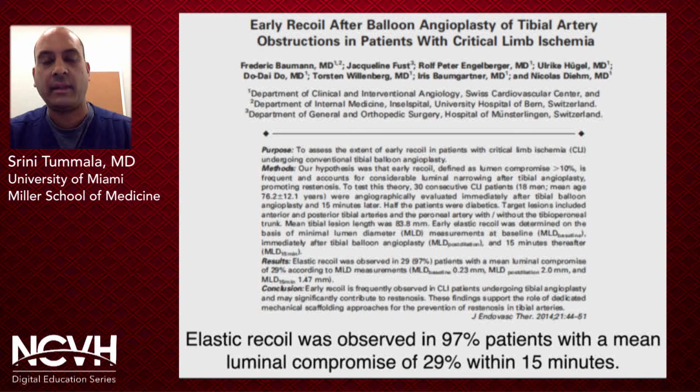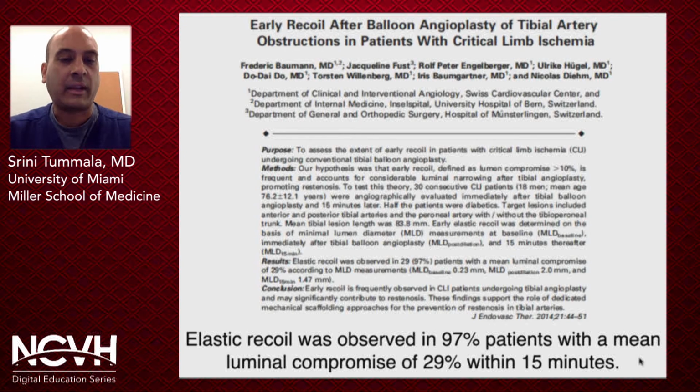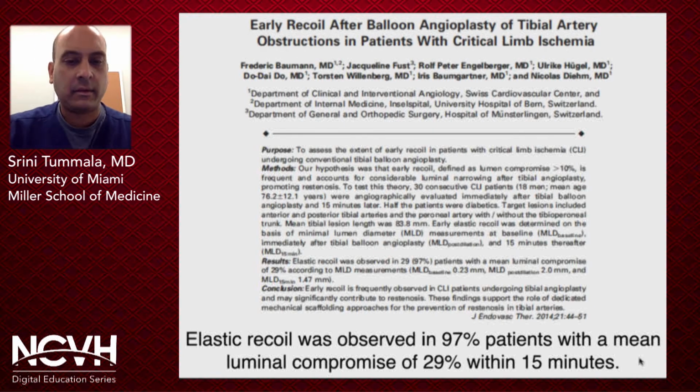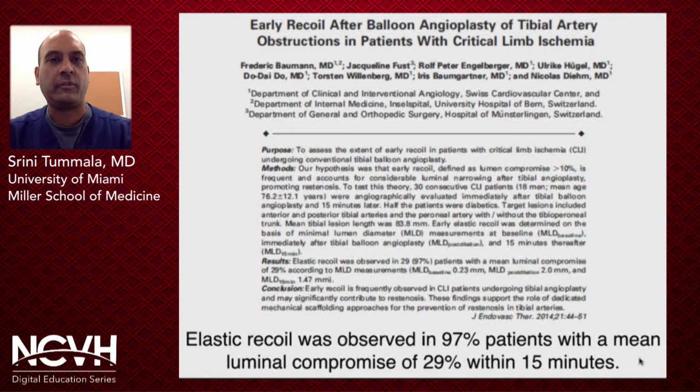They waited 15 minutes, then did another angioplasty, repeated the angiogram, and what they found is that in 97% of patients, there was a compromise or recoil of about 30% within 15 minutes. Think about that. You have a 2 or 3 millimeter vessel, and you're losing 30% of that luminal caliber within 15 minutes. You can see how this really affects patency rate and long-term success of your therapy. So proper sizing of your angioplasty balloons with IVUS, intravascular ultrasound, is very, very important.